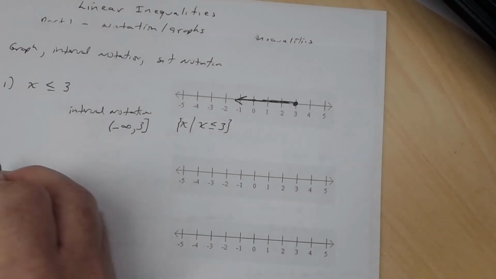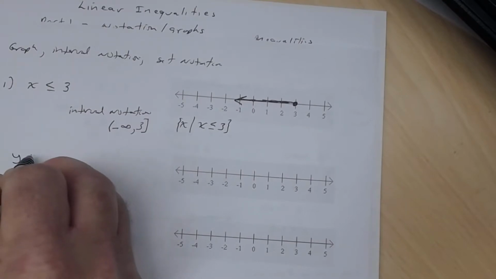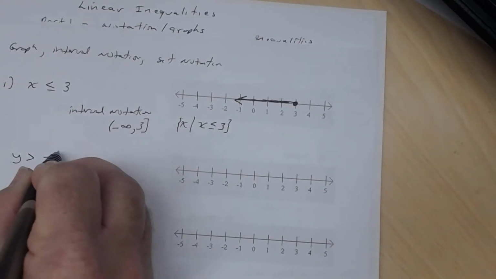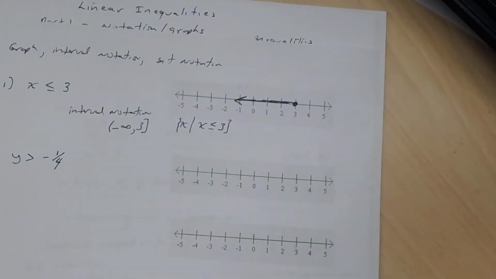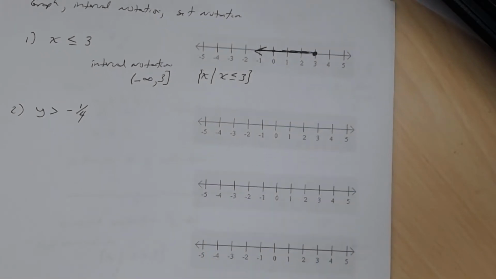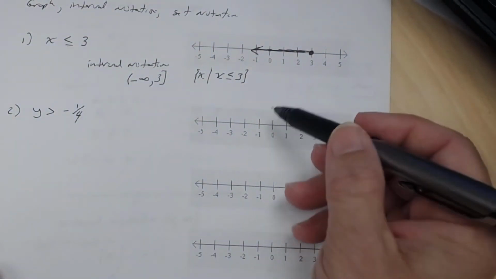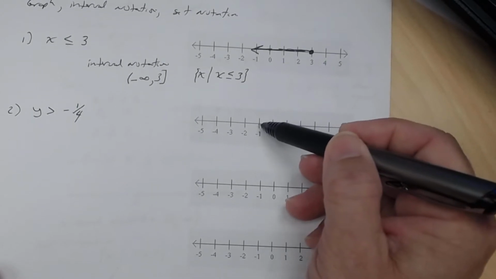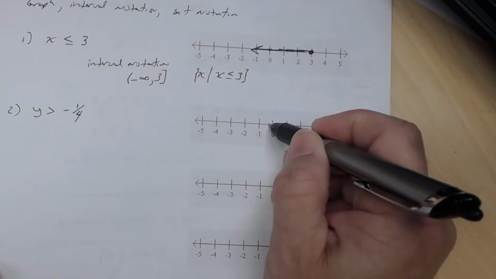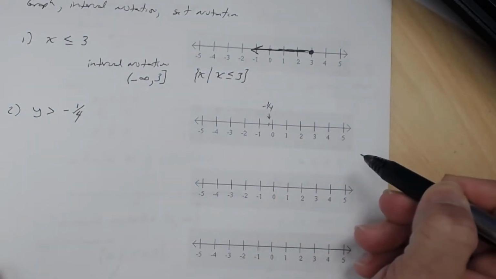Okay, number 2. Suppose you had that y is, let's say, greater than negative 1/4. Y is greater than negative 1/4. Okay, so you go to the graph and you locate negative 1/4. So negative 1/4 is between 0 and negative 1, but closer to 0. So let's say it's right here, negative 1/4. All right, so that's negative 1/4.